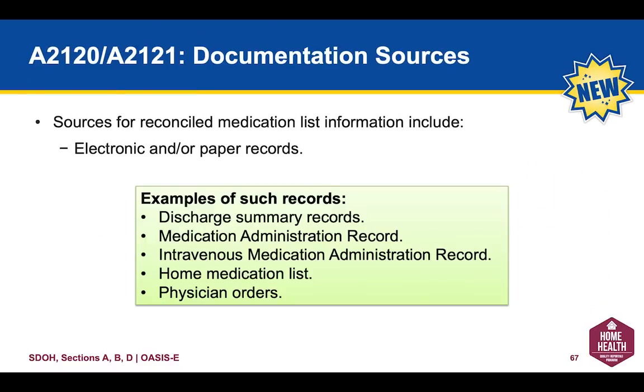So where can you find information related to medication lists? Documentation sources for reconciled medication list information can include electronic and/or paper medical records. Some examples of such records are discharge summary records, medication and intravenous medication administration records, home medication lists, and physician orders.